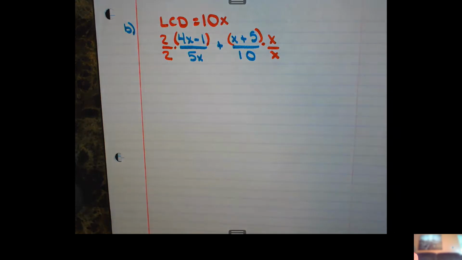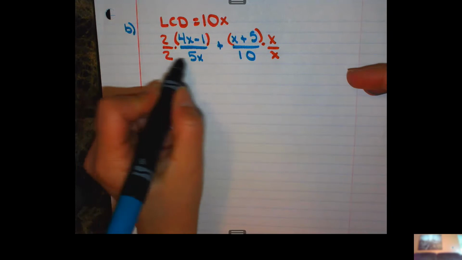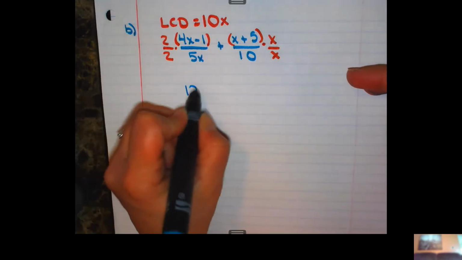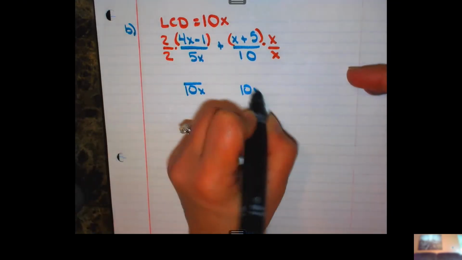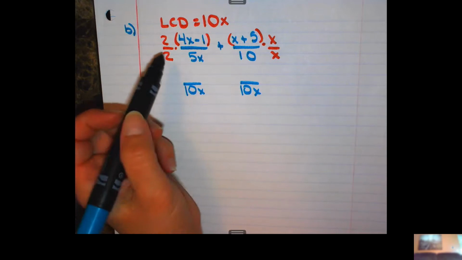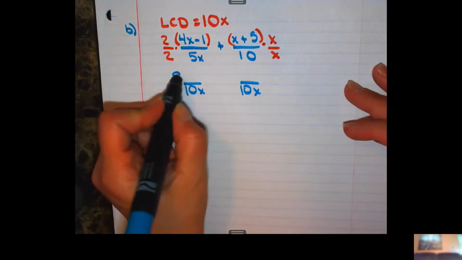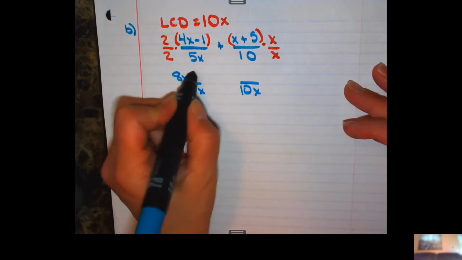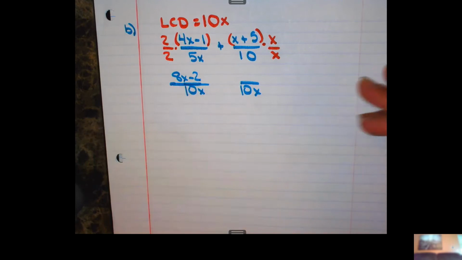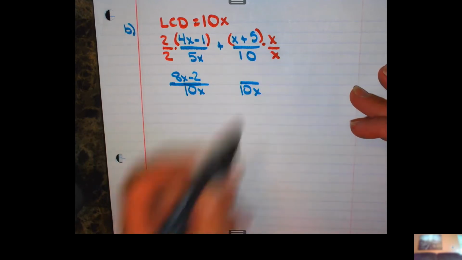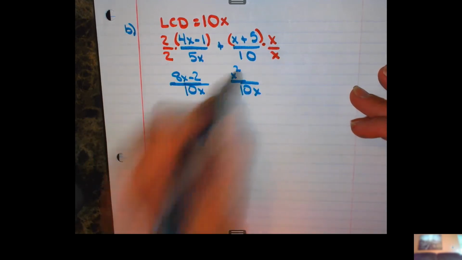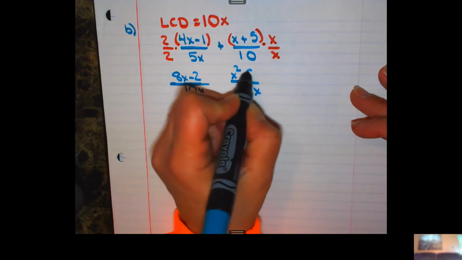Now what we're going to do is rewrite our fractions by multiplying the top. So my denominators are both going to be 10x, so I'll bring those down. So we have 10x and 10x. And now I'm going to distribute. 2 times 4x is 8x. 2 times negative 1 is negative 2. Extend the fraction. Over here, I'm multiplying everything by x, so x turns to x squared. Positive 5 turns to positive 5x.